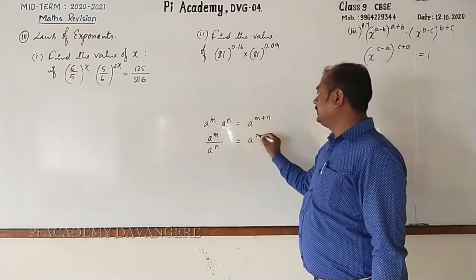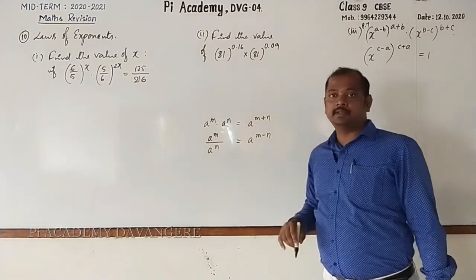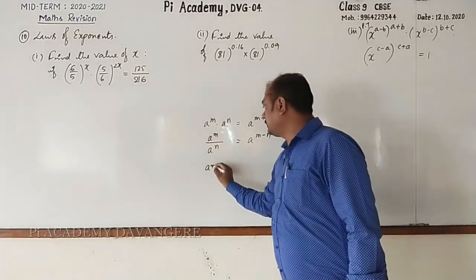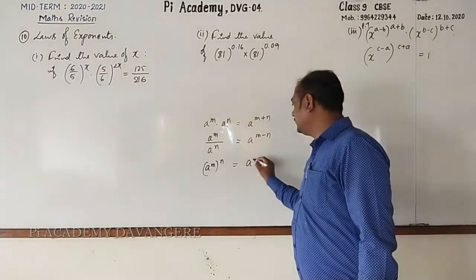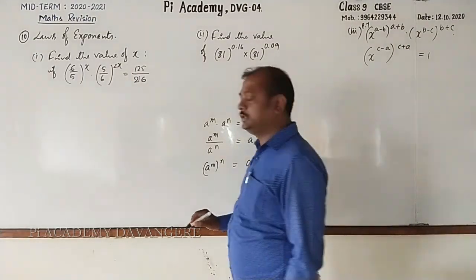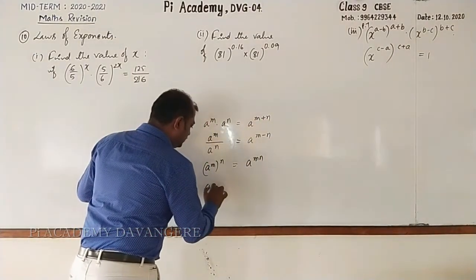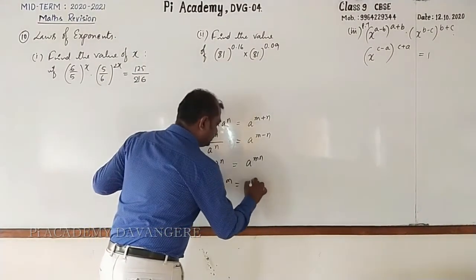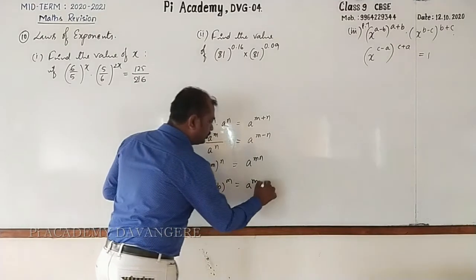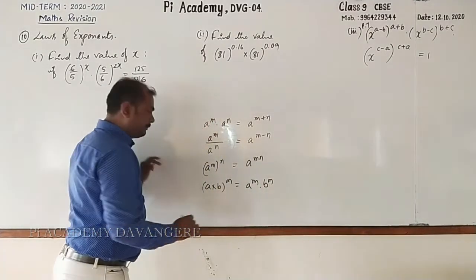This is a raised to the power m minus n. If a raised to the power m whole raised to the power n is there, this can be written as a raised to the power m into n. Then similarly, if a into b whole raised to the power m, this can be written as a raised to the power m into b raised to the power m.